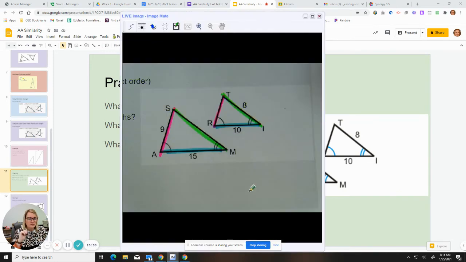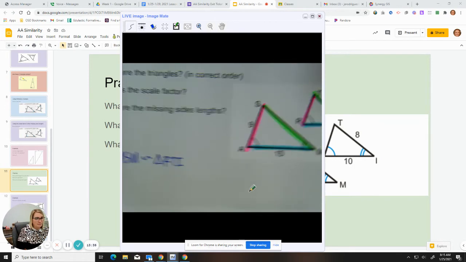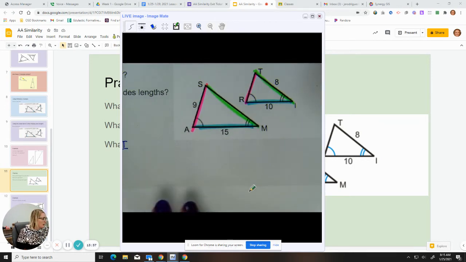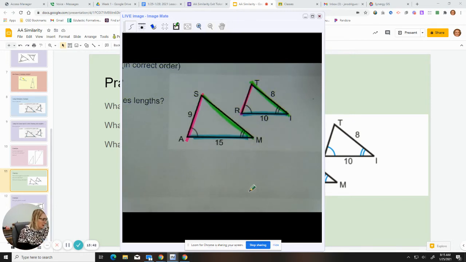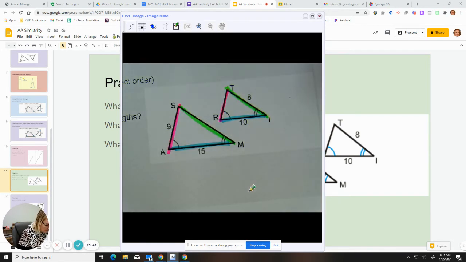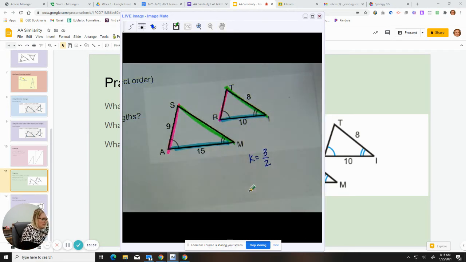All right, let's go through this. First of all, you should have said your triangles are ASM and RTI. And I've gone through and figured out which side lengths match up. Okay, so to figure out the scale factor, again, we're trying to figure out how did we get from 10 to 15. So if we take 15 divided by 10, we would find that that scale factor is 3/2. Because if I take 10 and times it by 3/2, I get 15.